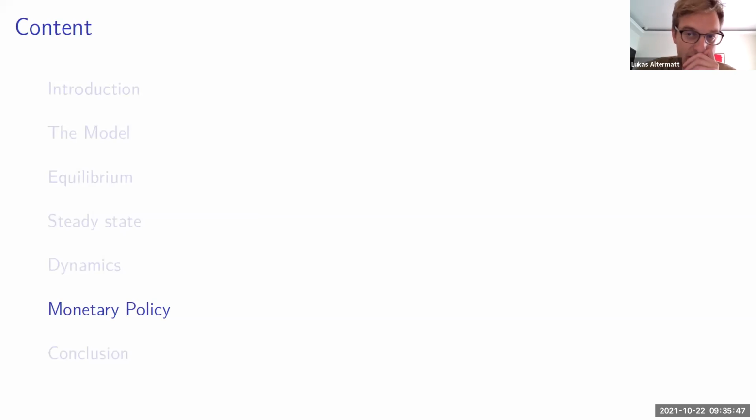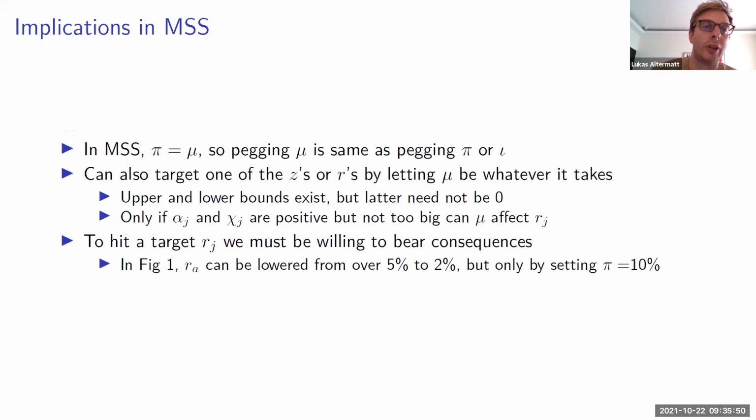Okay, for the last bit of the presentation, I will talk about monetary policy. Very briefly about steady state. So in steady state, the inflation rate is equal to the growth rate of money. So pegging the growth rate of money is equivalent to pegging inflation or this nominal interest rate IOTA. The policymakers could also target one of the sets, like liquidity positions, or also one of the R's, like the return on capital or the return on assets, by letting mu be whatever it takes, basically looking at this graph we showed earlier. But of course, there are upper and lower bounds on the R's especially, but these bounds do not need to be 0. They can also be negative in some cases.